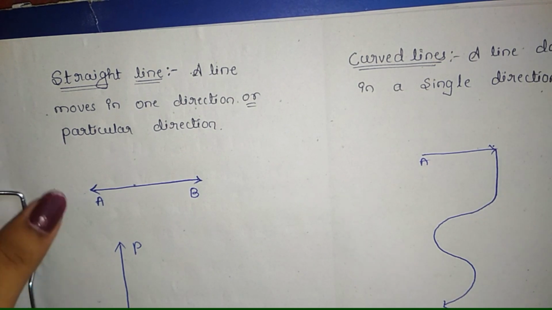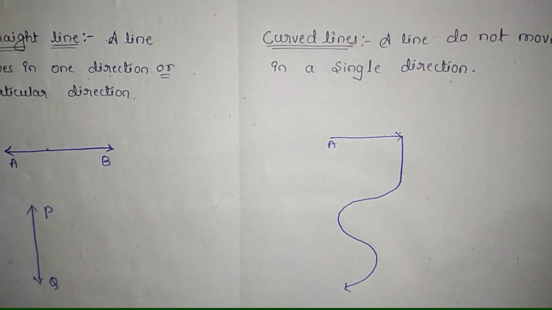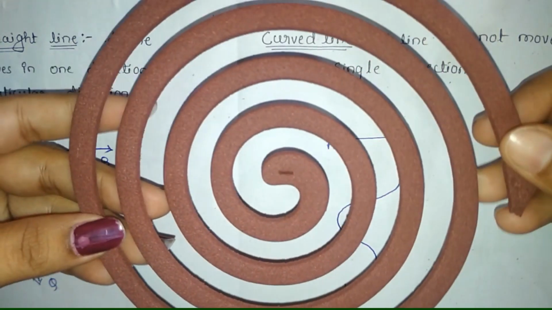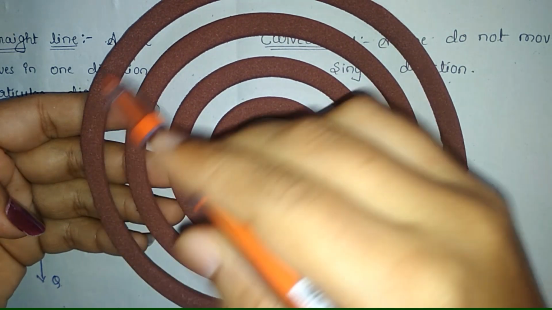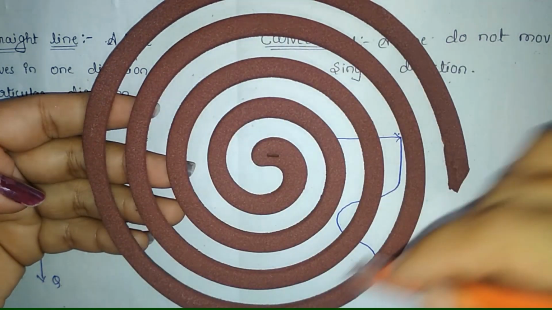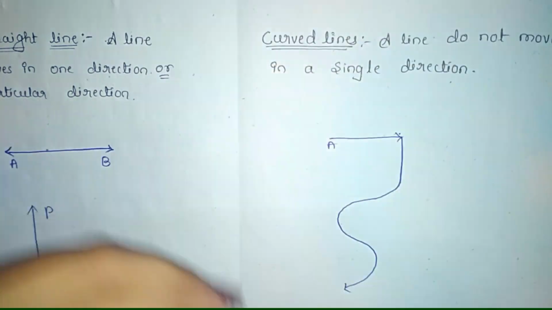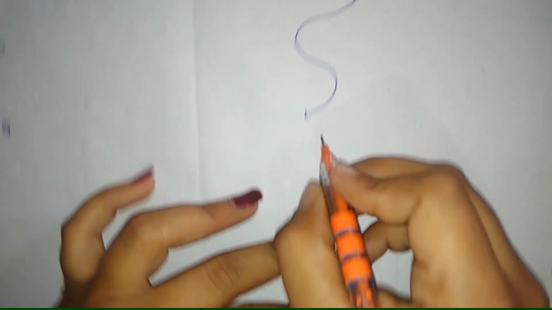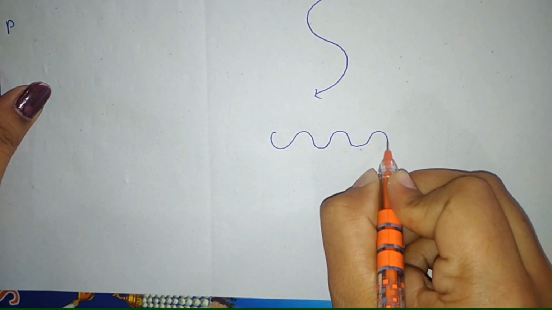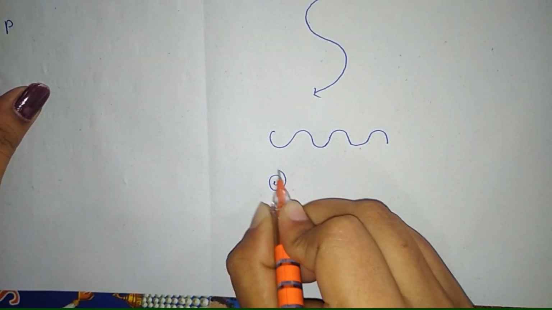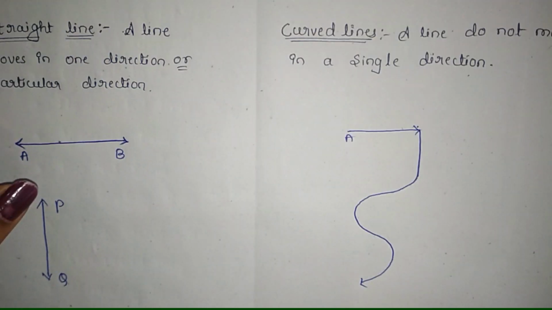Now one more example I can take for curved lines. Here are some day-to-day life examples I am taking. It is a coil. Here the strip of the coil is bending in circular shapes. So these are called curved lines. Or else, some more examples for curved lines are wavy lines or spiraled lines. These are all examples for curved lines.